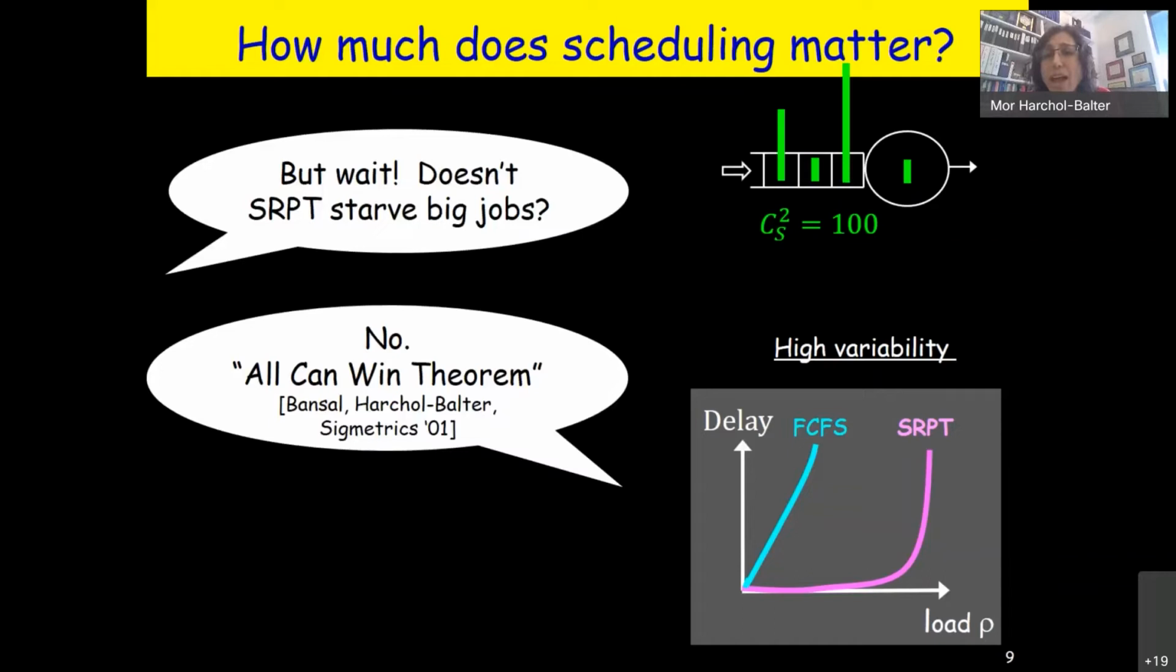But even when load is something like half, and you're only looking at what happens to the big jobs, there's a theorem called the all can win theorem. It's also in my textbook. And what it basically says is the big jobs are not really hurt under SRPT. They don't do any worse than in a fair policy like processor sharing, even the very biggest jobs, so long as the load is not too high. So long as your load is not too high, the big jobs are not starving, and people are worrying about this for no reason. So this is one solution.